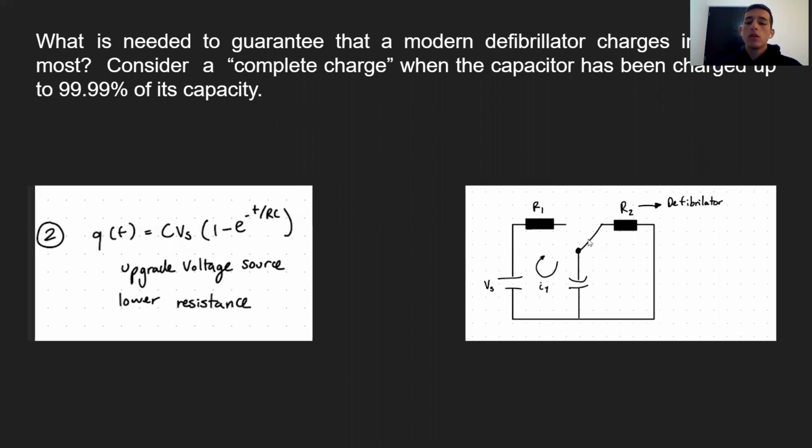As well, to guarantee that a modern defibrillator charges in 10 seconds at most, we have to consider some things. We have to consider the left part of the circuit that I drew here, which is when the capacitor is connected to the voltage source. In this case, we need to upgrade the voltage source, so we have more volts flowing towards the capacitor, and we need to lower the resistance. This is going to increment the current, and this is going to result in more charge in less time.